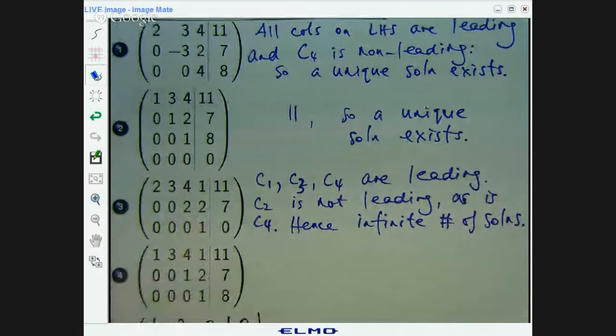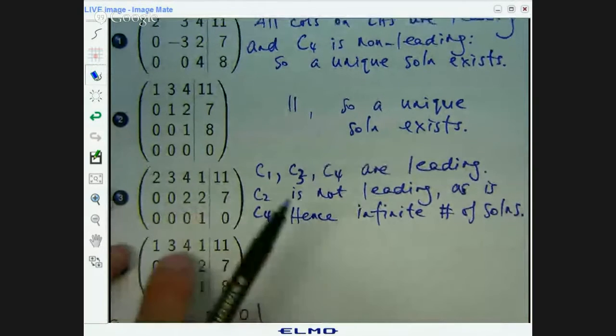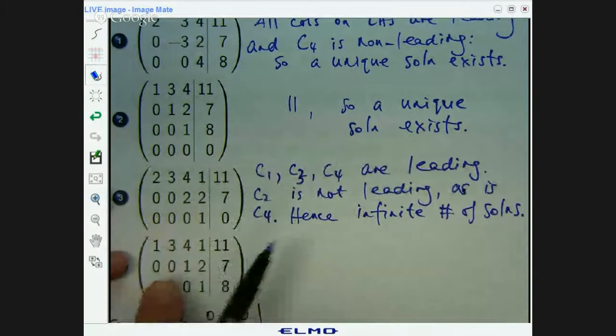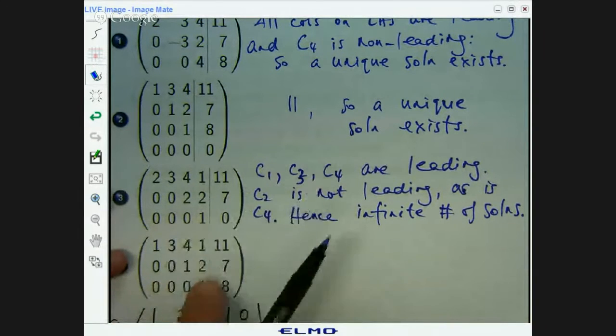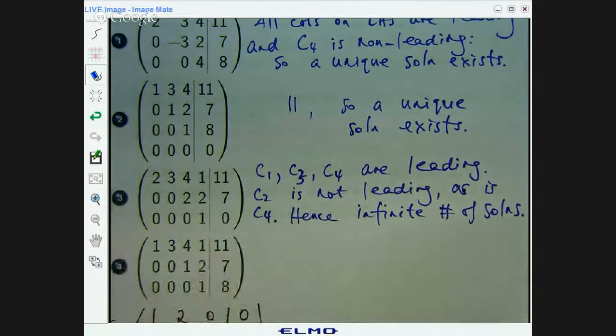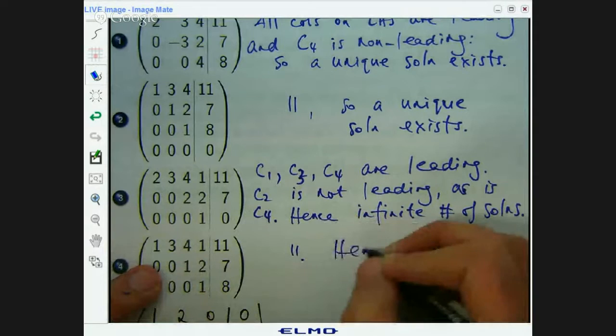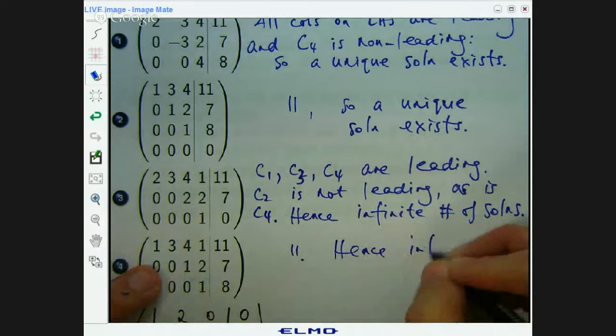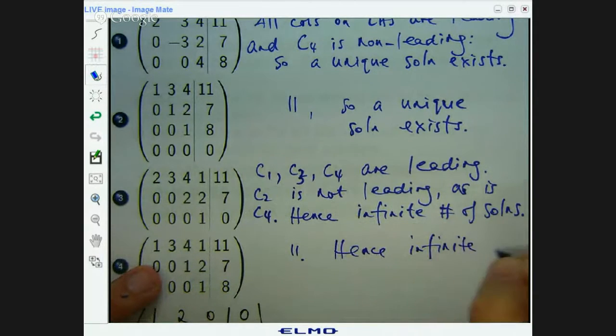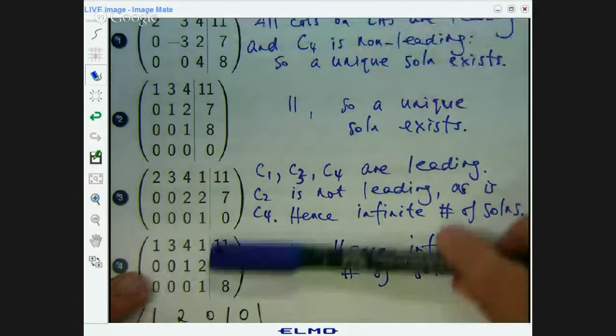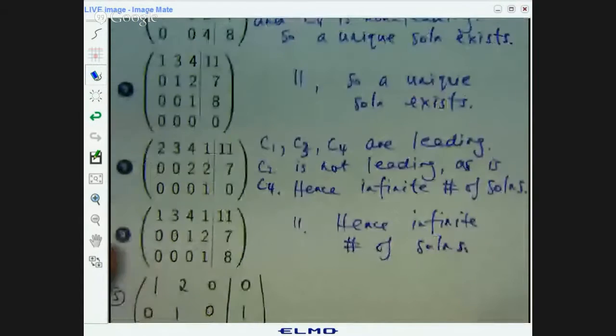Okay. All right, let's keep looking at the columns. That's a leading column. That's not. That is. That's not. That's not. Okay. So it's the same as actually case 3. Infinite number of solutions. All right. So in all of these cases, the linear systems are consistent.